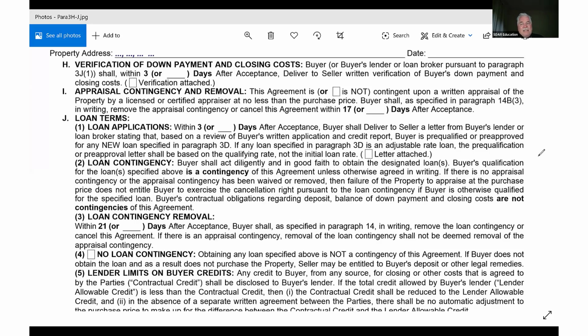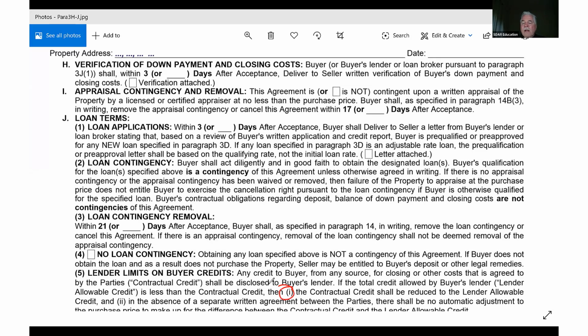Because you may exceed the lender's allowable credit. The lender's the one giving the loan, and they're going to say, we're only going to allow you to get this much contribution from the seller, otherwise we think the seller is helping you with your down payment. All right, is everybody good with that? That's probably the easiest way to explain it. Okay, so then what happens next?